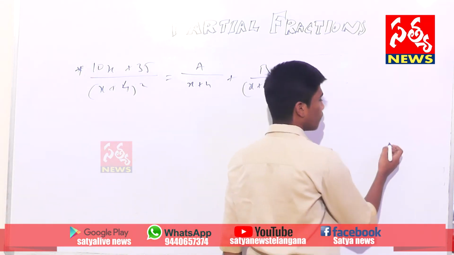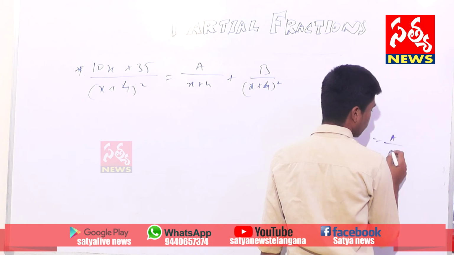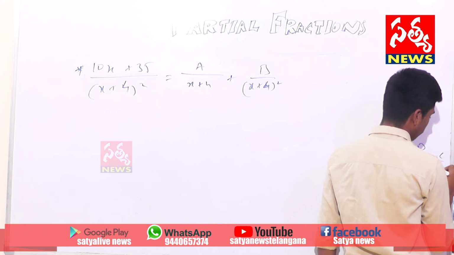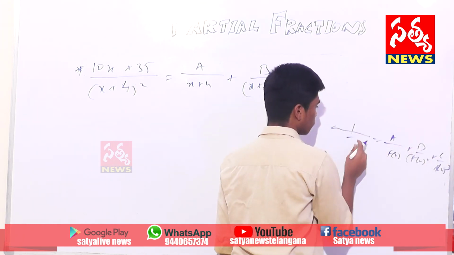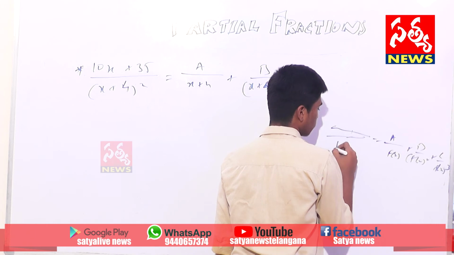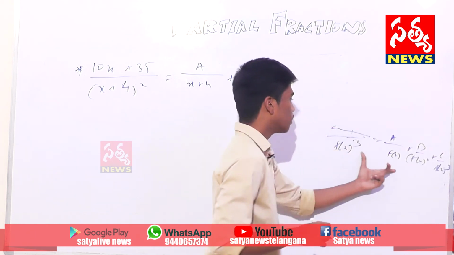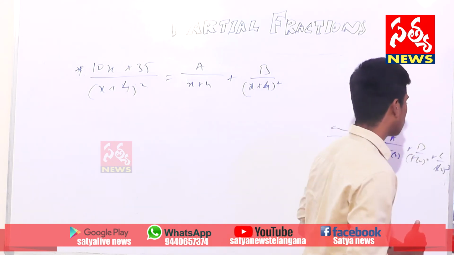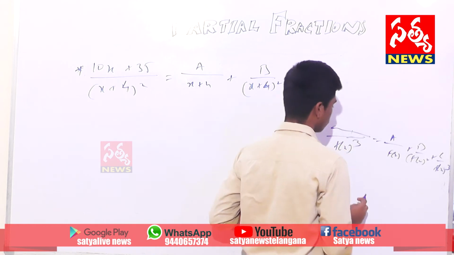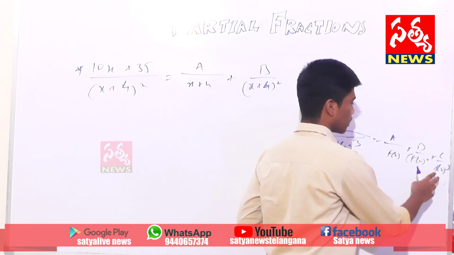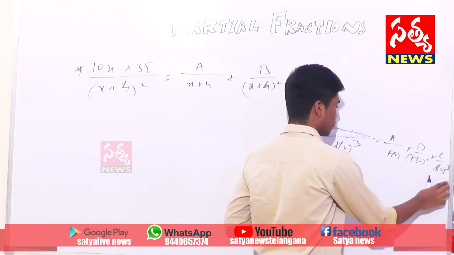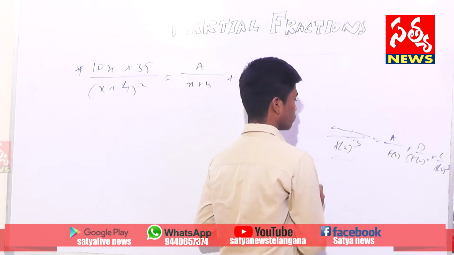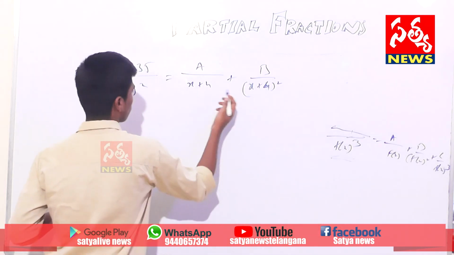If a cube is there, we have to do a by f of x plus b by f of x whole square plus c by f of x whole cube. If f of x whole cube is in the denominator, this kind of condition means we have to take a by f of x plus b by f of x whole square plus c by f of x whole cube. Means the denominator must consist of all the powers, or else all the powers less than the given power. Okay. Now let's solve it.